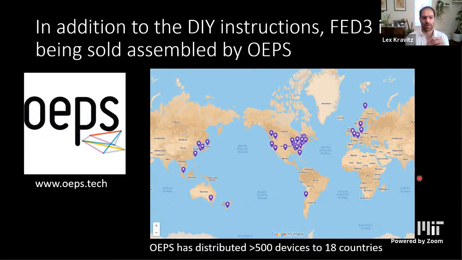They're an organization that creates open source tools and fabricates them so that scientists can use them without having to build them themselves. They obviously started with their own OpenEFIS system, which is where their name came from, but they distribute miniscopes, they're distributing Fed3, they distribute pulse generators, several different open source tools. So they've been selling Fed3 for about a year and a half, and they've now distributed about 500 of these devices to researchers in over 18 countries.